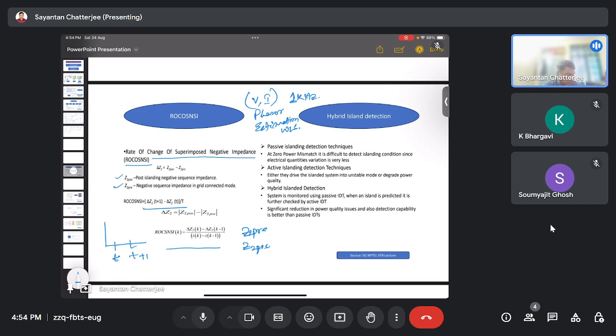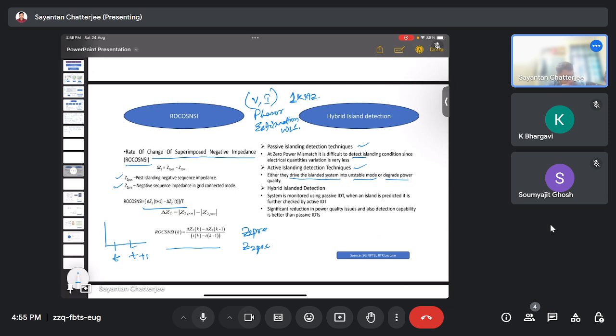We can also have some discussion on hybrid islanding detection, where both passive and active techniques need to be followed. In the passive part, at zero power mismatch it is difficult to detect islanding, since the electrical quantity variation is very small. For the active part, only active cannot work, because it either drives the islanded system into an unstable mode or degrades the power quality.